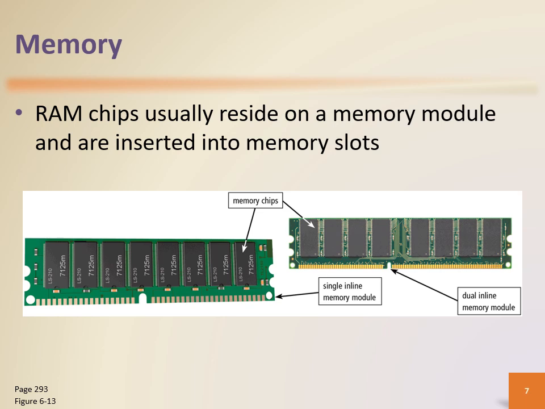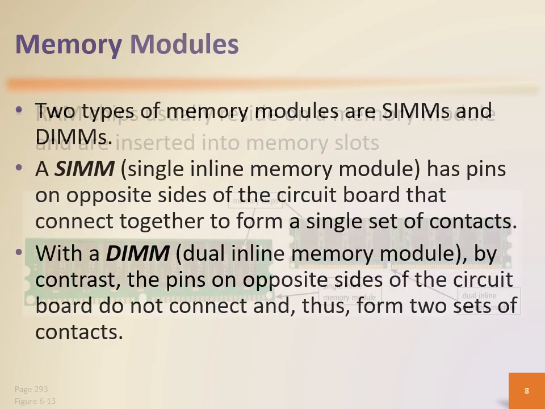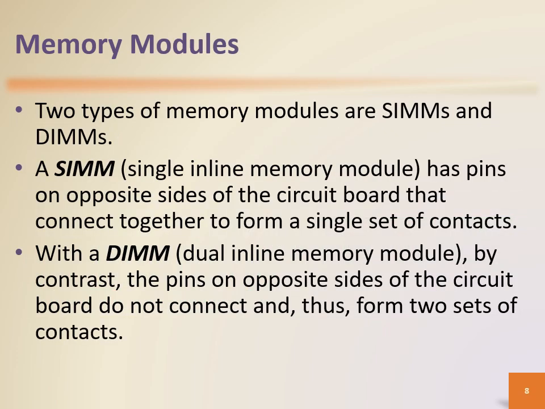So these memory slots on the motherboard hold these memory modules, and we have two types of memory modules: SIMMs and DIMMs. SIMM is a single inline memory module, and DIMM is the dual inline memory module. So SIMM has pins on opposite sides of the circuit board, whereas DIMM has pins that connect together to form a single set of contacts like this. So this has a single set of contacts. So SIMM has pins on opposite sides, whereas DIMM has pins on opposite sides of the circuit board.